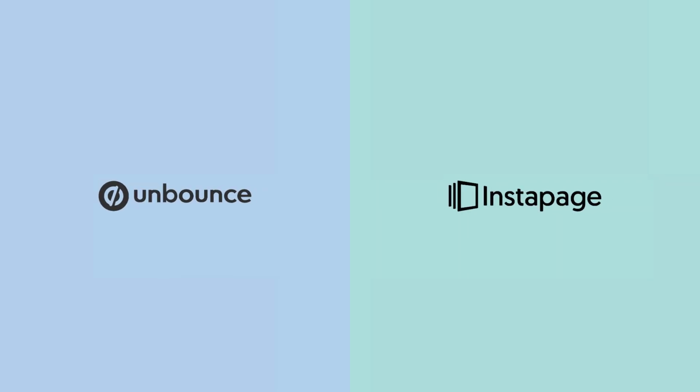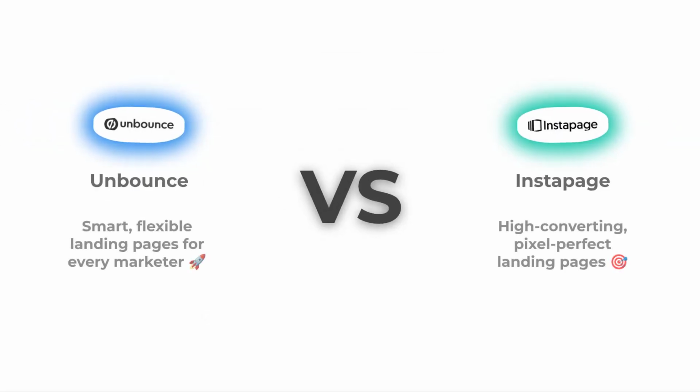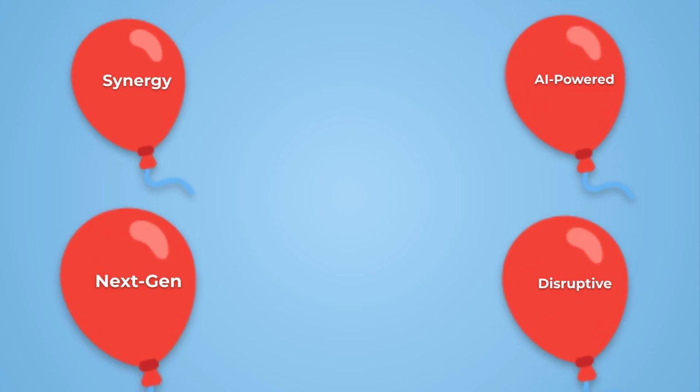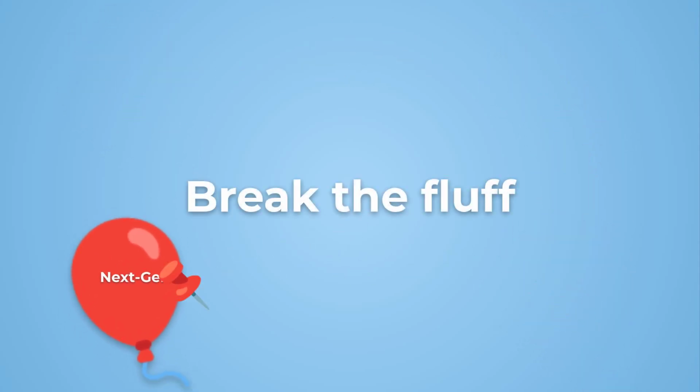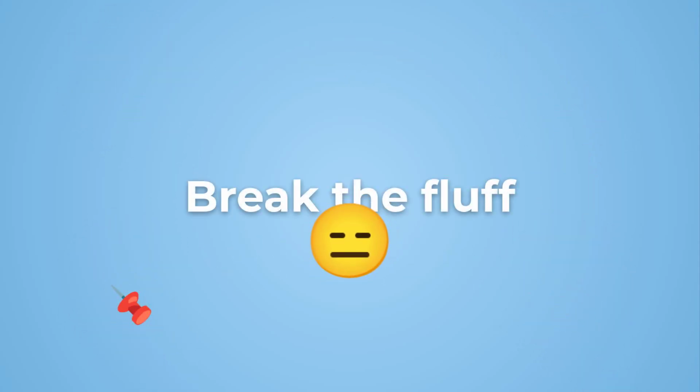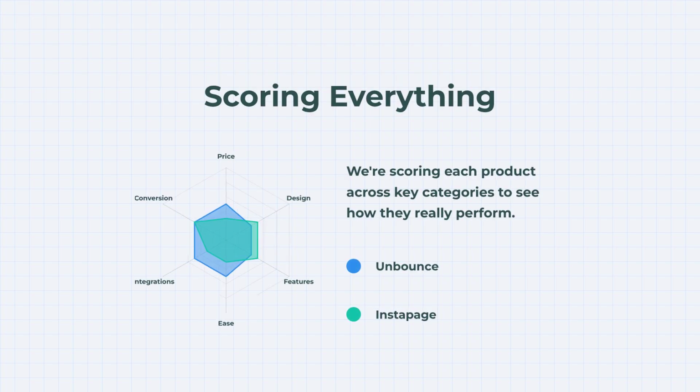Two leading landing page platforms loved by marketers everywhere, but only one can take the crown. Which one really delivers? On the left, Unbounce, smart, flexible landing pages for every marketer. And on the right, Instapage. High-converting, pixel-perfect landing pages. Let's skip the buzzwords and get to the real stuff. Each category earns points, and at the end you'll see exactly who comes out on top. The result might just surprise you.